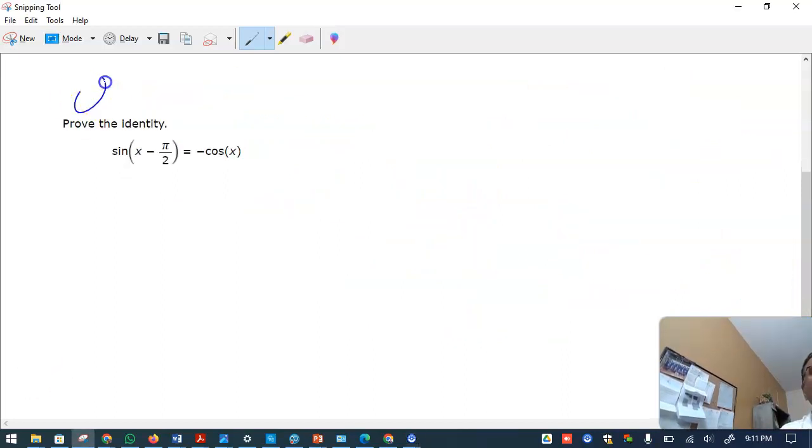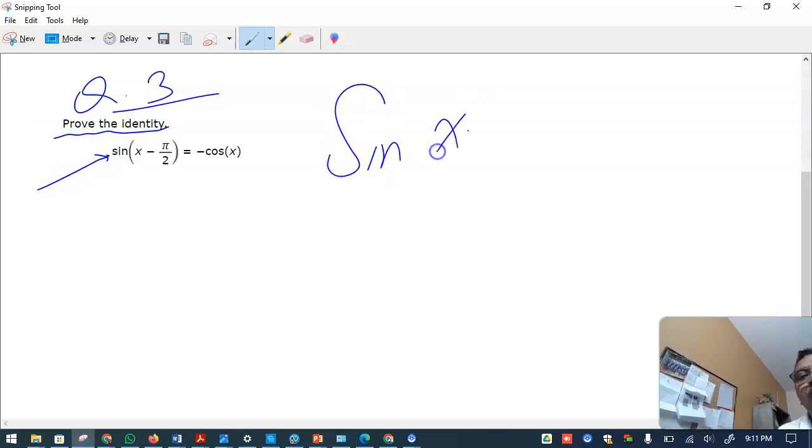Question number 2, problem number 3, practice problem. Prove this. This is like sine of x. Let's use compound angle identities. This is given to you, so it is of the form A and B.